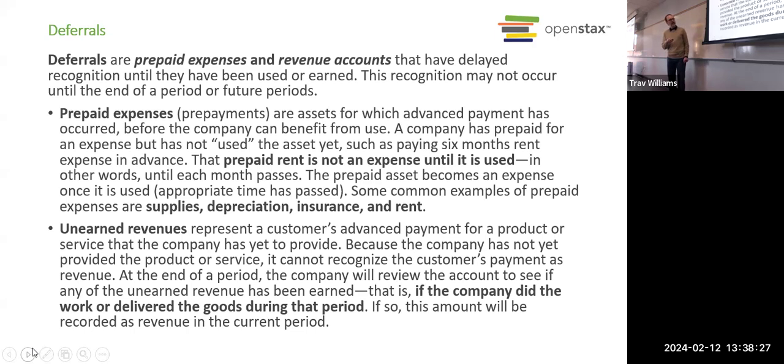As I mentioned, depreciation on long-term assets. Buy the asset and then over time depreciate it, so it becomes an expense later. Same thing with insurance and rent, as we've discussed. Okay, so these are all common accounts where there's going to need to be an adjusting entry. Then unearned revenues, as we've discussed, would be where our customer paid us and we need to provide the product or service.